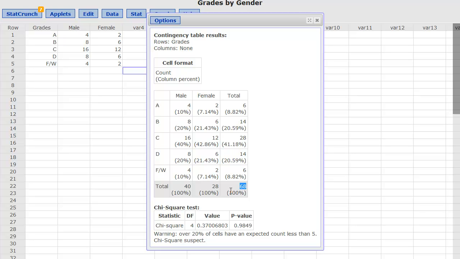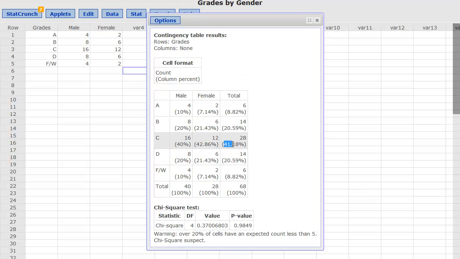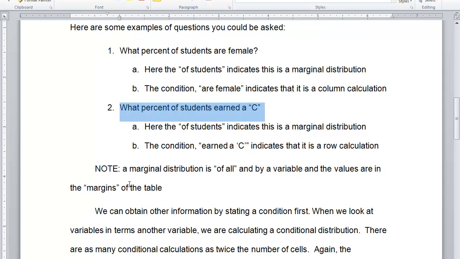All right. And again, I know that a lot of these percentages look very similar, and that's just because this is made up data. Okay. So the answer to what percentage of students earned a C, that's going to be this 41.18%. Please don't ever put 100% unless there's zeros everywhere else. Okay? Now, a marginal distribution is of all, right? All students, all cars, something like that. And by a variable, right? And the values are in the margins of the table.